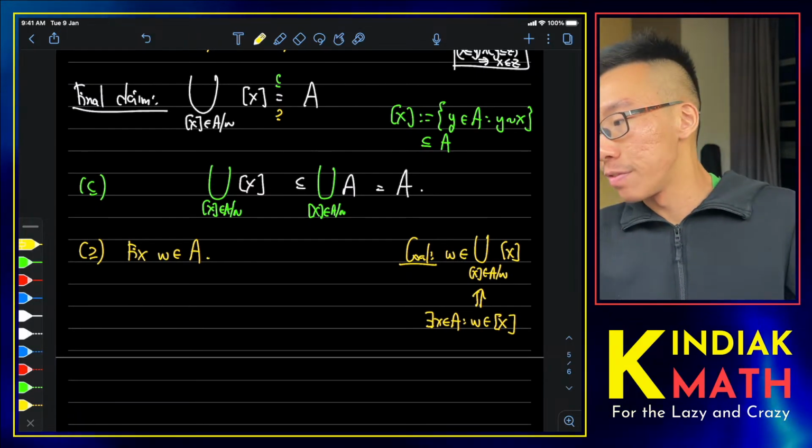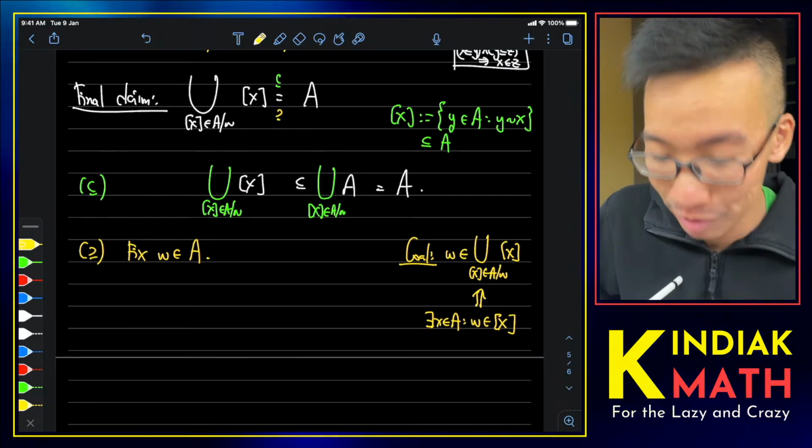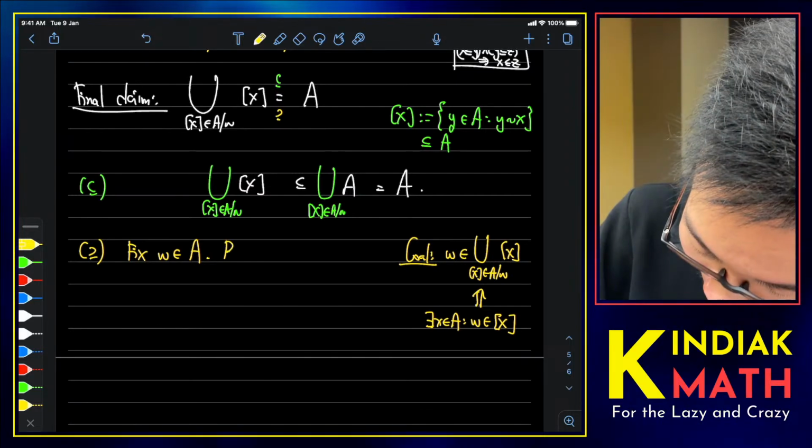Well, we know that if W is in A, we've already seen that W belongs into its own equivalence class, right? By the previous argument.